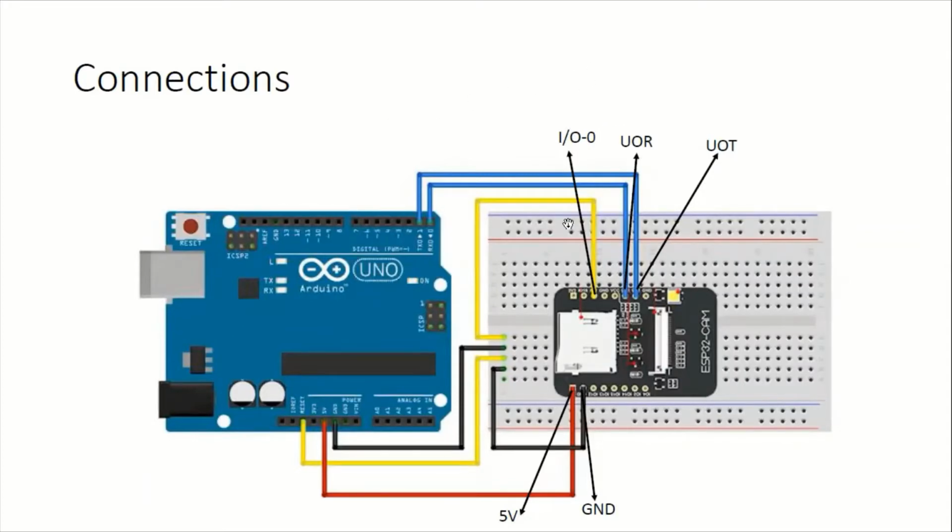As you can see, this input output 0, that is the IO0 pin, is quite important, and its connection has to be done as shown in the figure. And we have other pins, that is U0R and U0T, the receiver and the transmitter. The 5-volt should be connected to the 5-volt of the Arduino UNO, and the ground obviously should be connected to the ground. Please note this configuration should be exactly as shown in the figure.